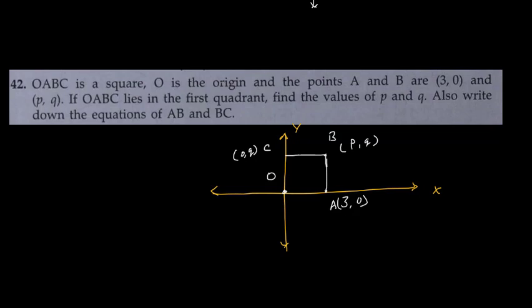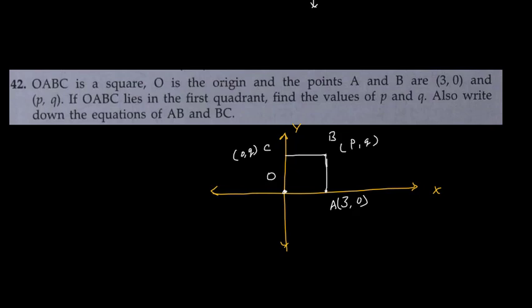Now here how do we get the value of P and Q? Okay, first thing, see here, AB is a line perpendicular to the x-axis. Therefore the x coordinate of point B is the same as the x coordinate of point A. Therefore the value of P is going to be 3.